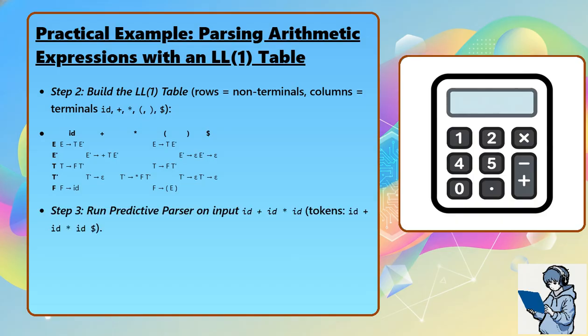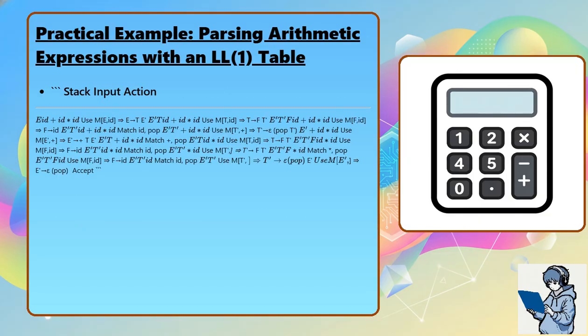Step 3. Run the predictive parser on input: id plus id star id, tokens id plus id star id, end of input. Stack $E, input id plus id star id end of input, action: use M of E with id goes to T E prime. Stack $E prime T, input same, action: use M of T with id goes to F T prime. Stack $E prime T prime F, action: use M of F with id goes to id, match id and pop.